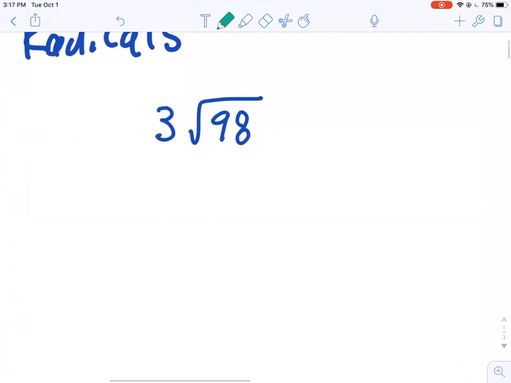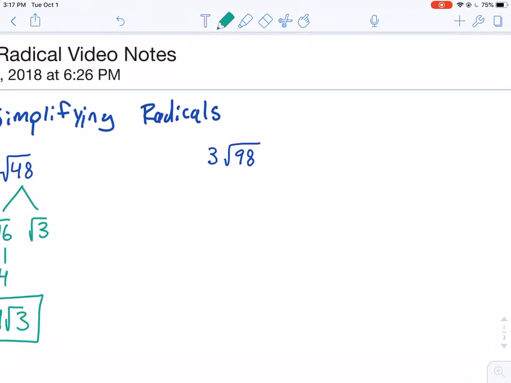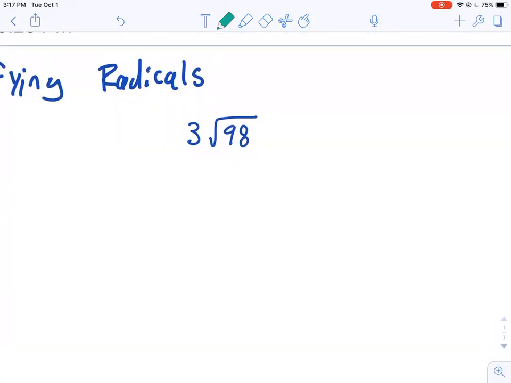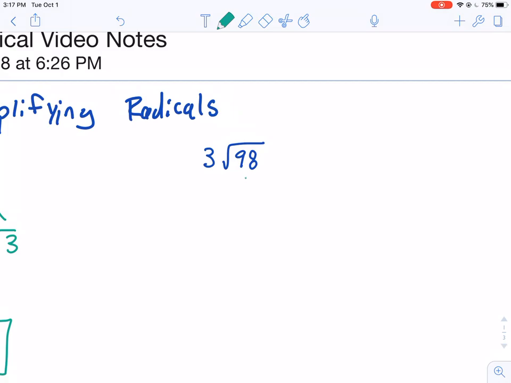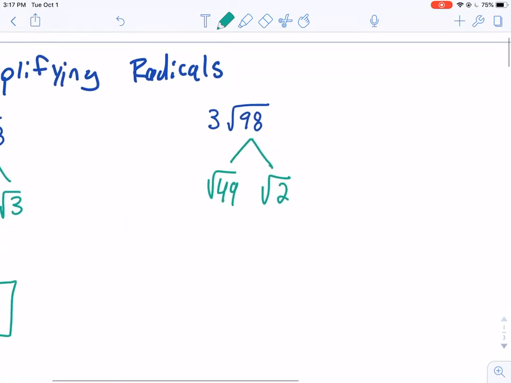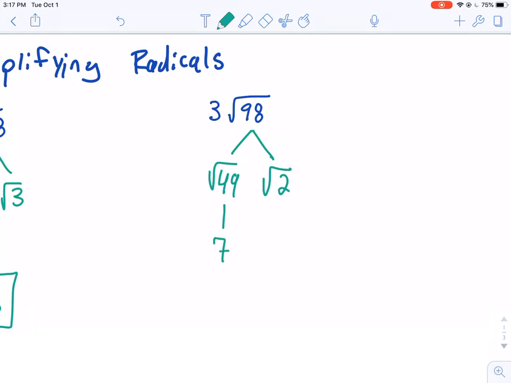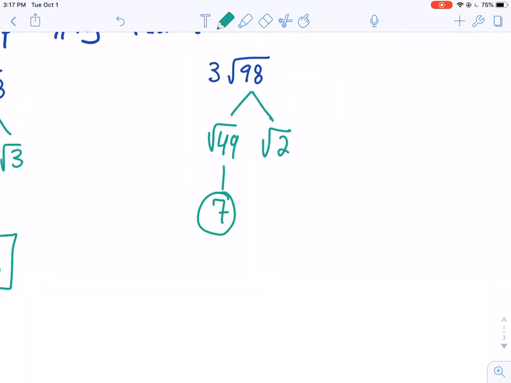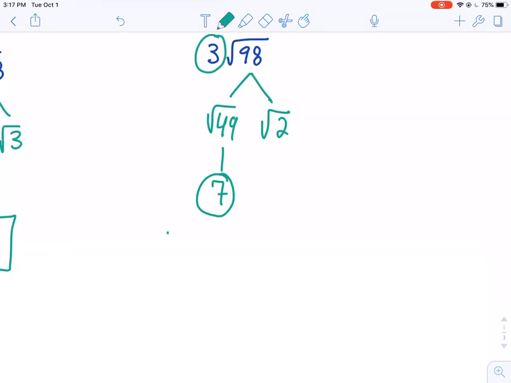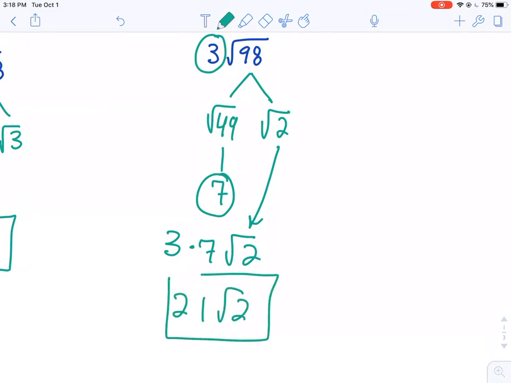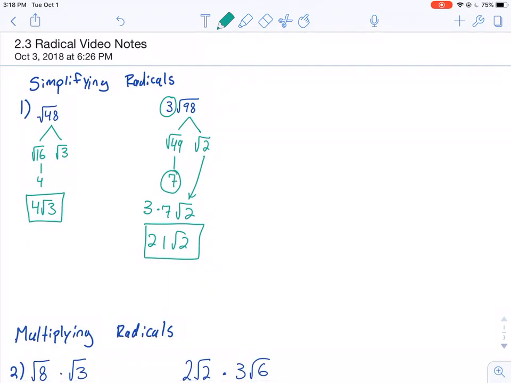Okay, same idea works when we have numbers outside. We just have to keep in mind that the number on the outside is still there. So then 98, the biggest perfect square that goes into that is 49. It goes into it twice. Radical 49 will then become 7. Now we have 7 as a whole number, 3 as a whole number, so 3 times 7, radical 2. Radical 2 just gets dropped down. And then we get 21 radical 2 as our final answer. And that's how you would simplify radicals.